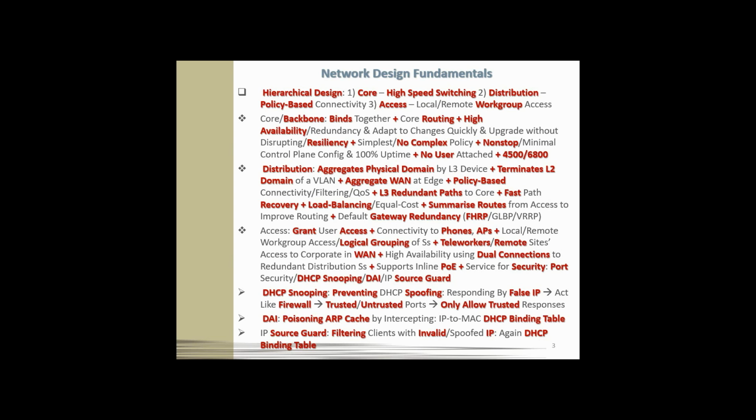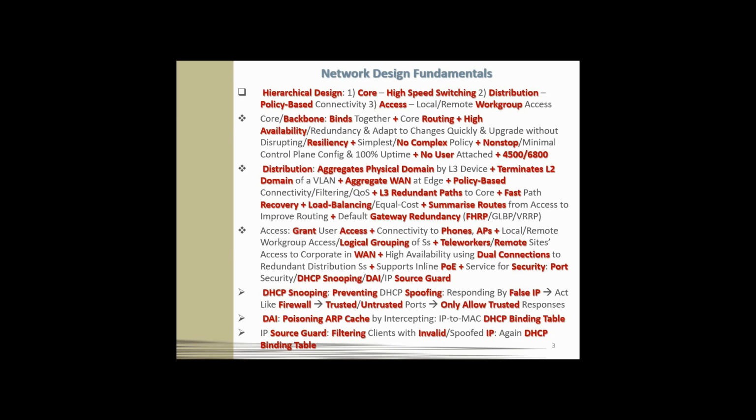Availability similar to core layer is important for distribution layer, and availability here is realized through layer 3 redundant paths from distribution to core, and either layer 2 or layer 3 redundant paths from access to distribution layer. In distribution layer, again similar to core layer, fast path recovery is intended.